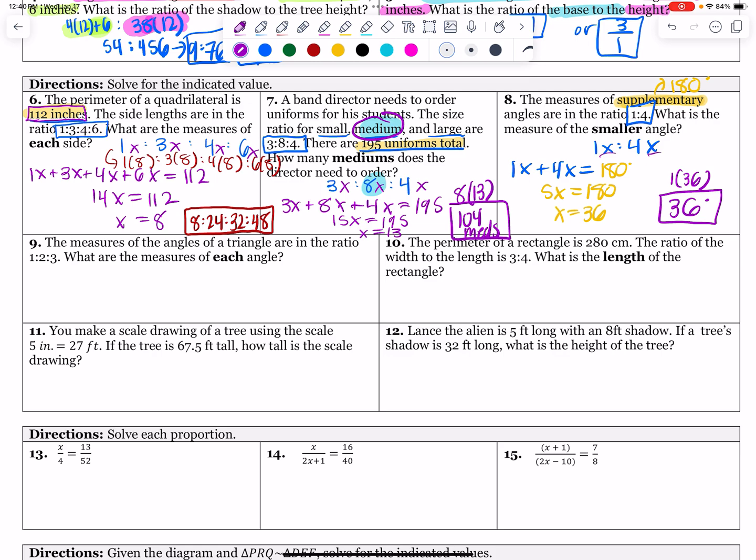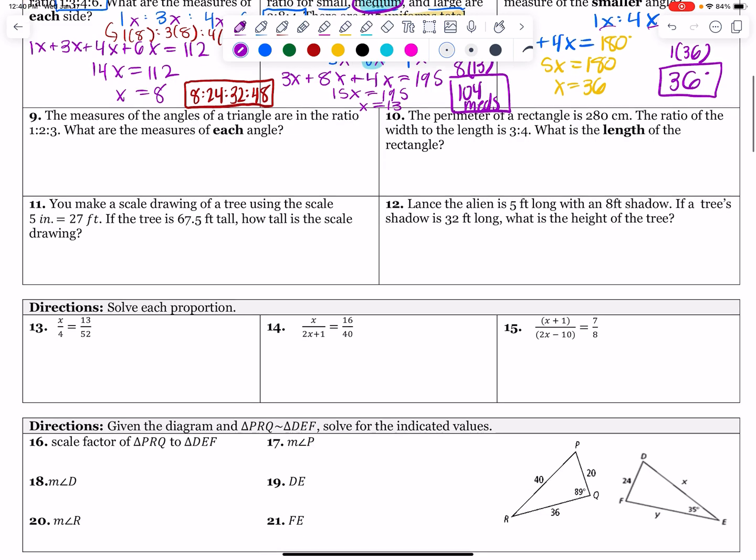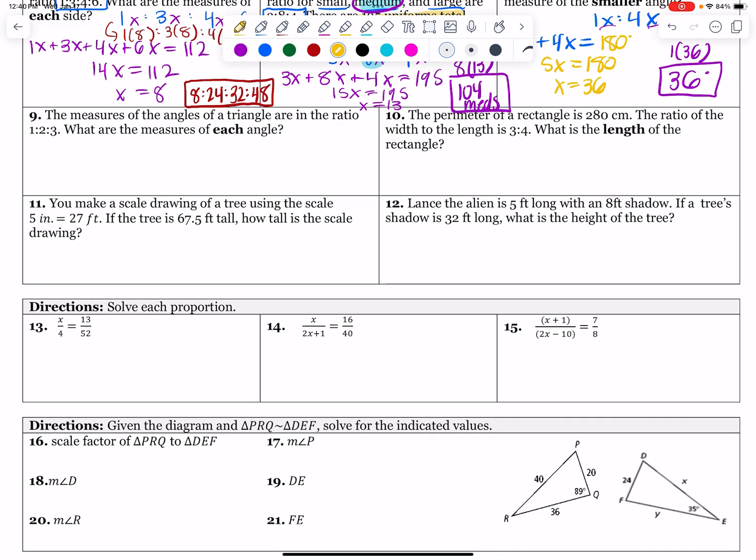And you could check that by adding them up and making sure that they do have a sum of 180 degrees, which they do. All right, the measures of the angles of a triangle. So again, this doesn't give me a total sum, but we know that the measures of the angles of a triangle do have a sum of 180 degrees. And they're in this ratio of 1 to 2 to 3.